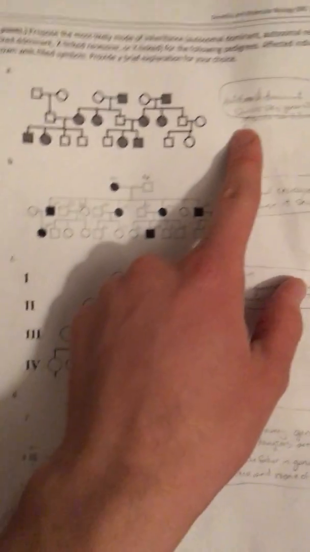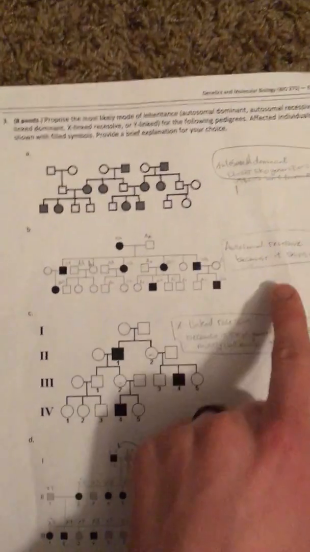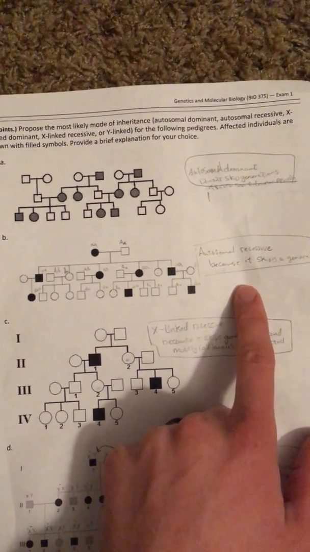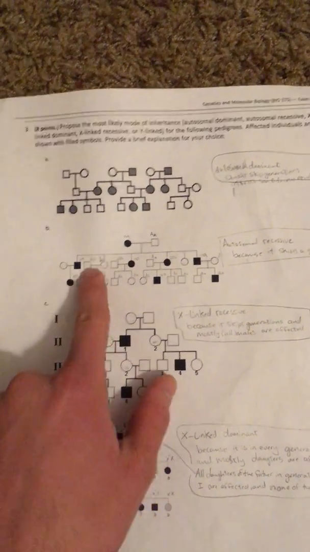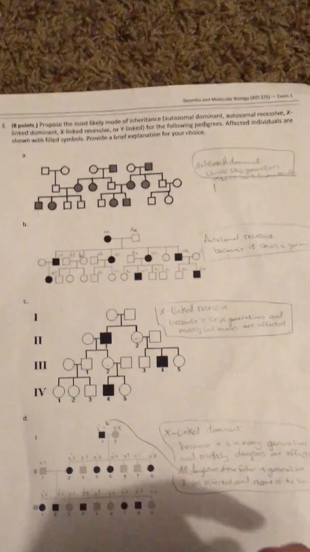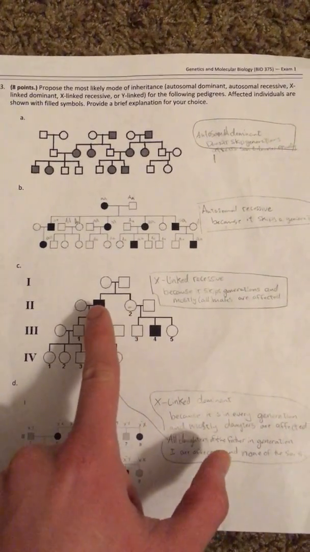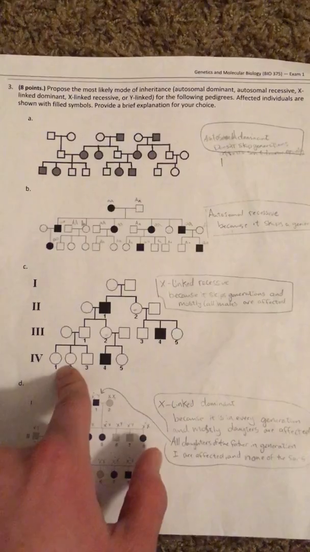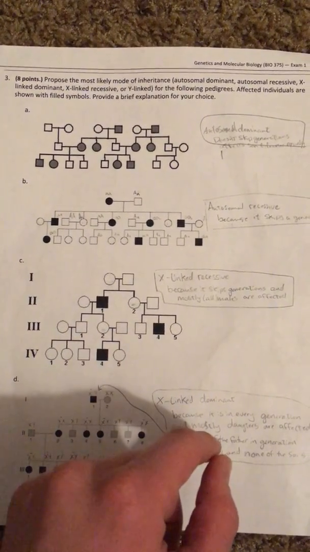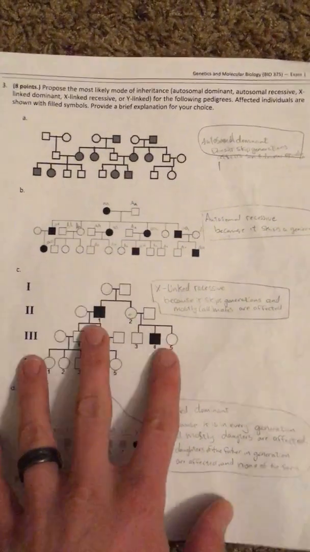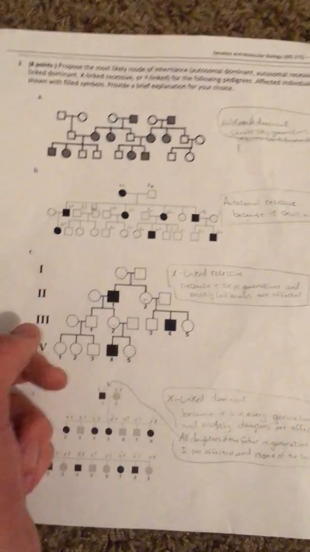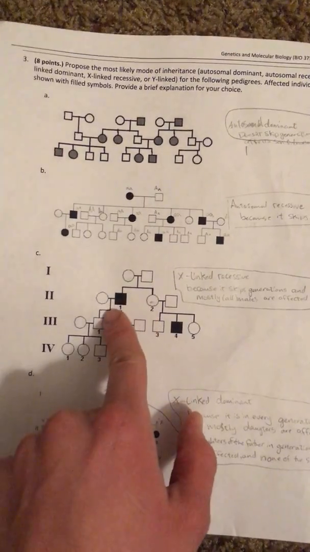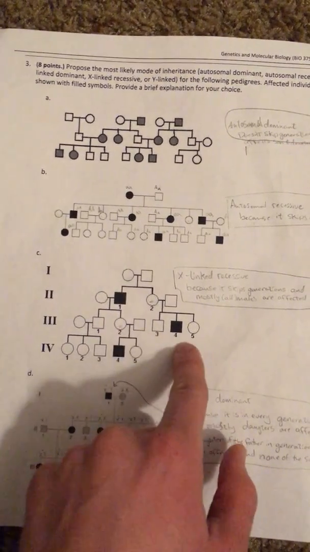Okay, number 3A, autosomal dominant because it doesn't skip generations. 3B, it's autosomal recessive because it does skip generations. I'm referring to this one right here. X-linked recessive because it skips generations, as we can see, and mostly all the males are affected. These females would be carriers, and it's not Y-linked because each affected father does not have an affected son, as we can see.